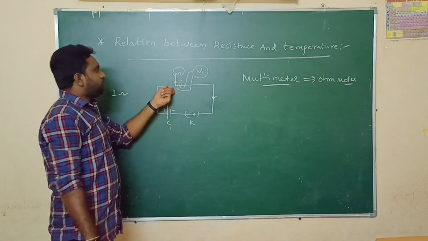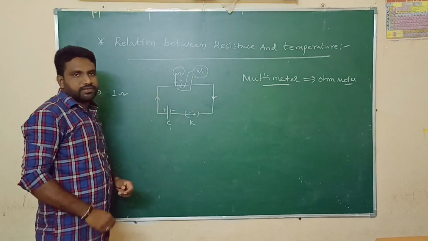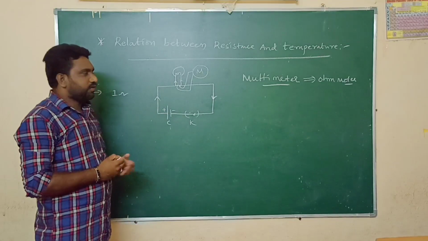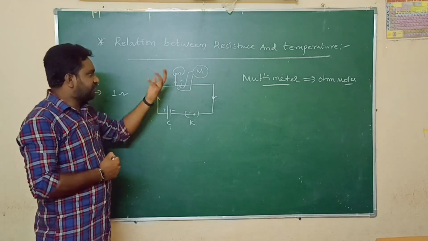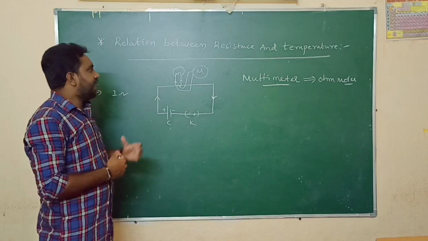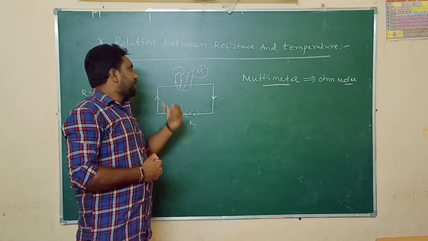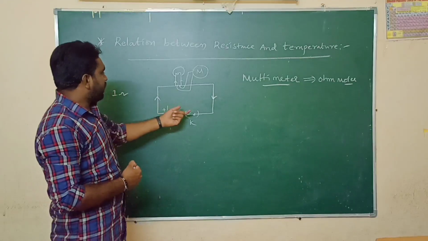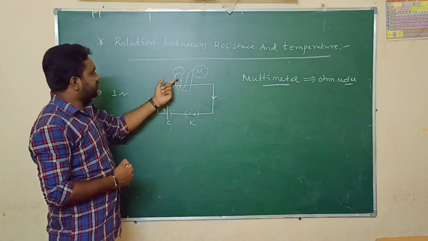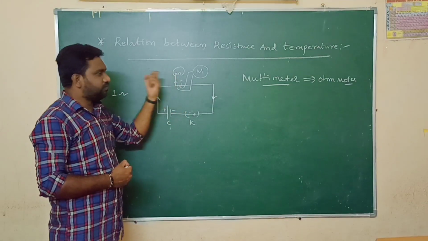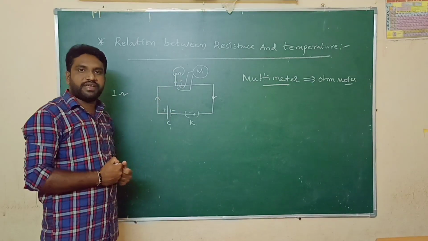So then due to the flow of current, the filament becomes hot. So the temperature of the filament as well as the electric bulb is going to increase. As we know, an electric bulb converts electric energy into heat energy and light energy. So once the switch is closed, current will pass to the bulb and the filament, and the temperature of the electric bulb and filament is going to increase.